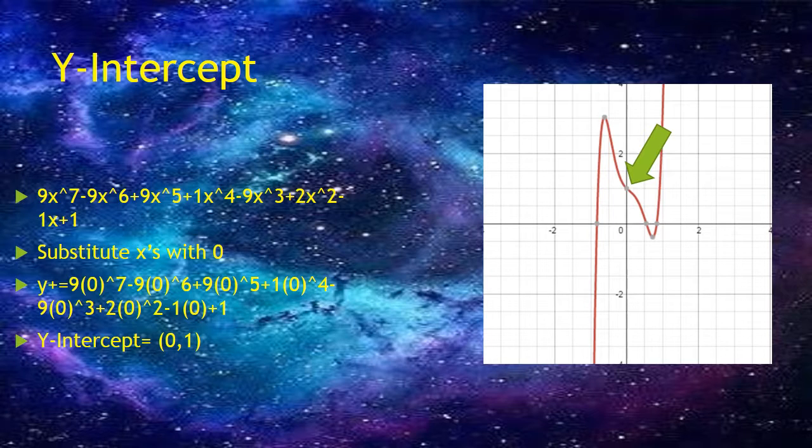Y-intercept. My y-intercept for my polynomial was at (0, 1), and in order to get this, I had to substitute all my x's in my equation with 0. When doing this, multiplying times 0 canceled out all the terms with an x except for the plus 1 at the end, making the polynomial intersect at (0, 1).